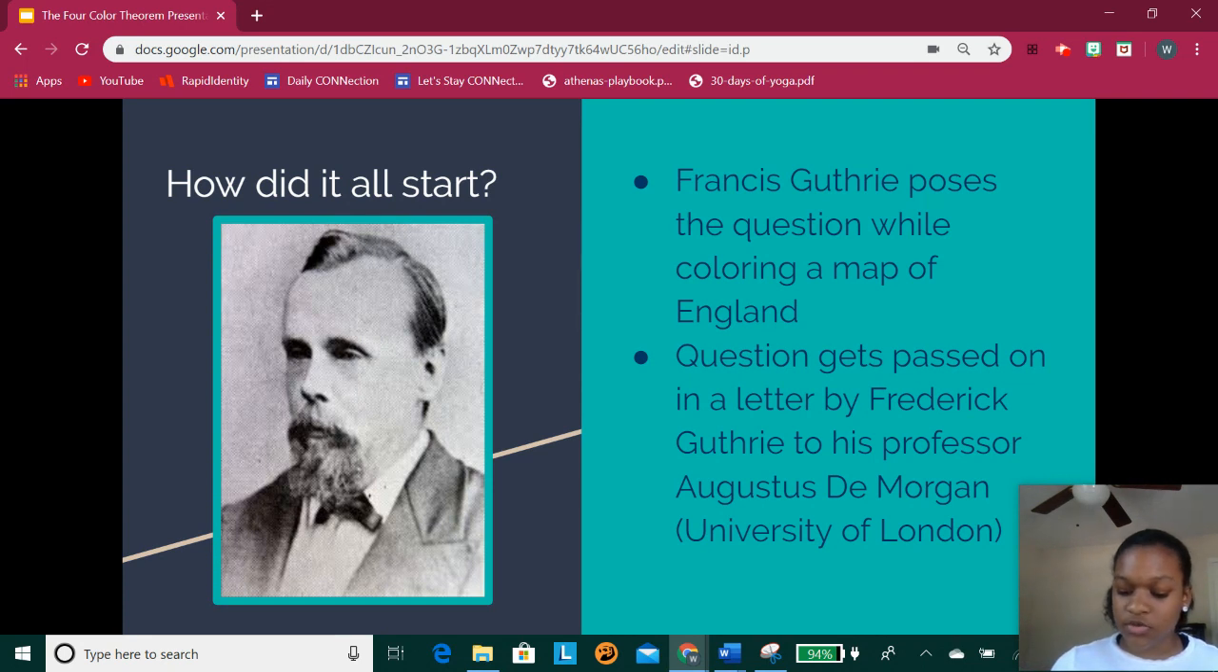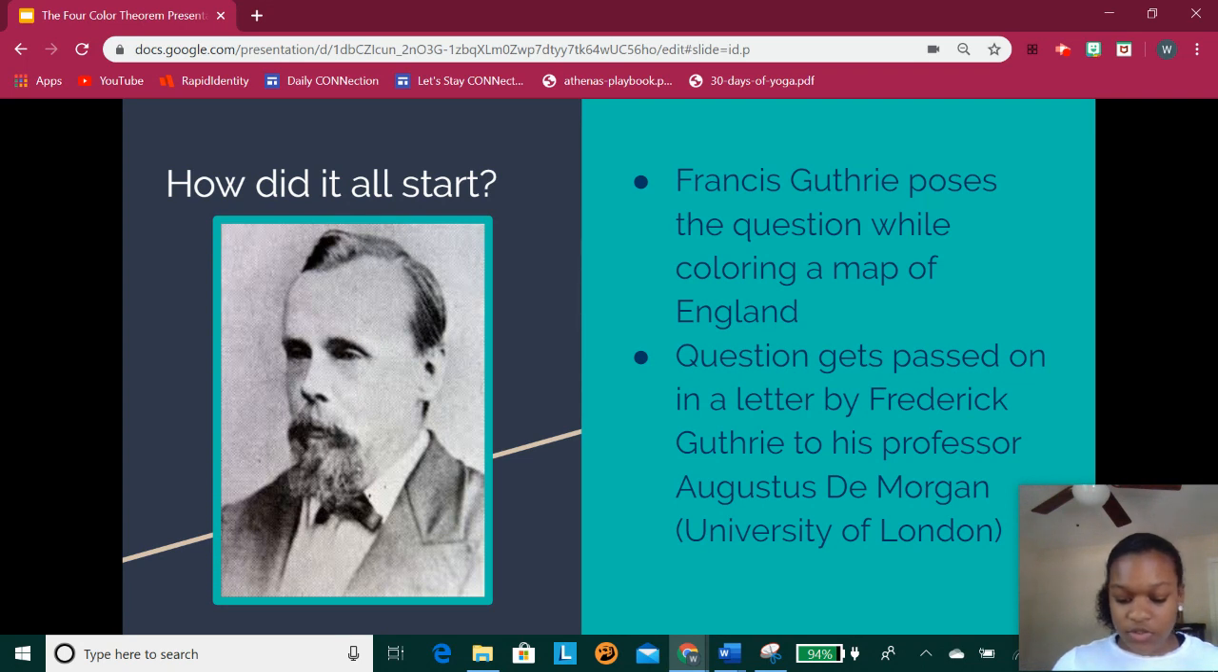According to the letter, the student asked, and I quote, "If a figure be anyhow divided and the compartments differently colored so that figures with any portion of common boundary line are differently colored, 4 colors may be wanted, but not more. Query, cannot a necessity of 5 or more be invented?" That's some fancy English language. And through this question, the four-color theorem was formed.